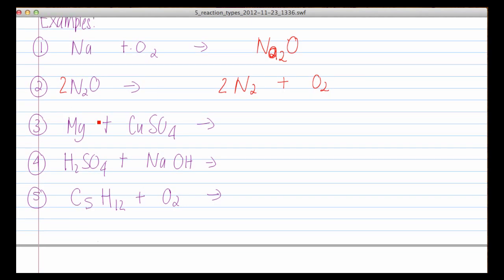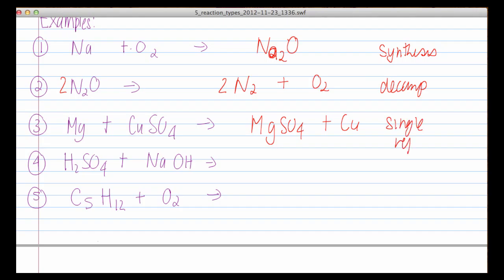The next reaction, we've got magnesium reacting with copper sulfate to produce magnesium sulfate and copper. I should write down these types. So this is a synthesis. This is a decomp. This is a single replacement.